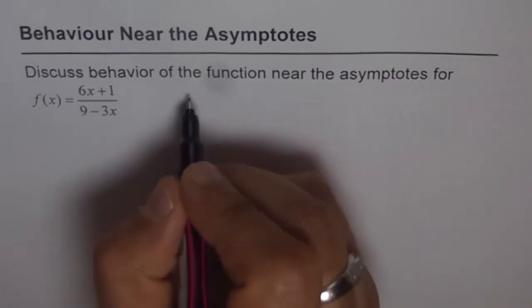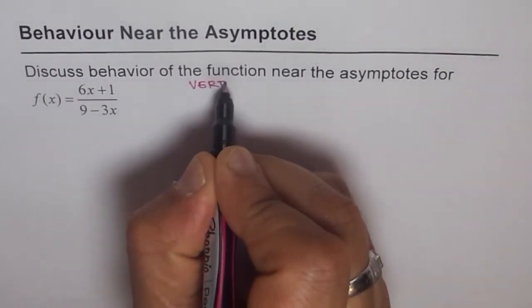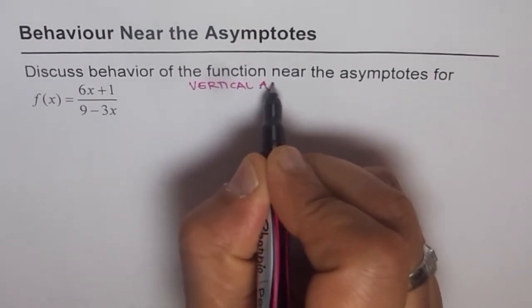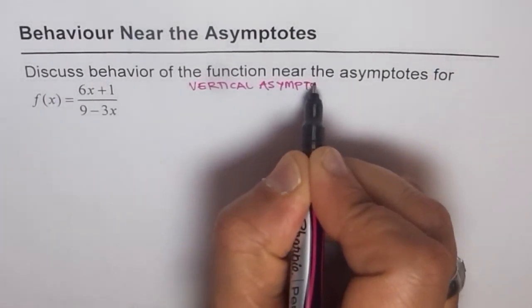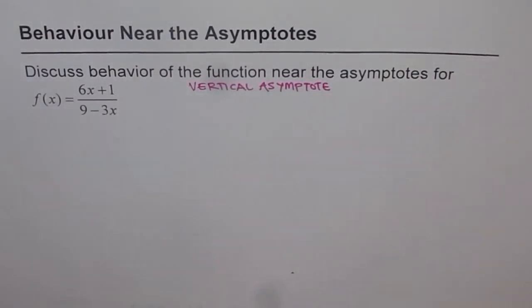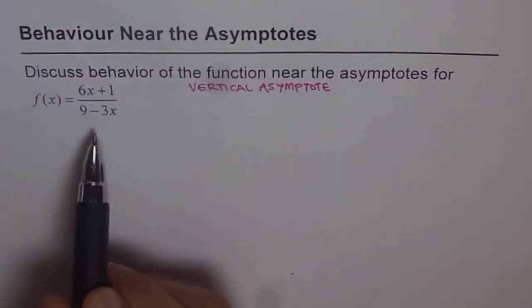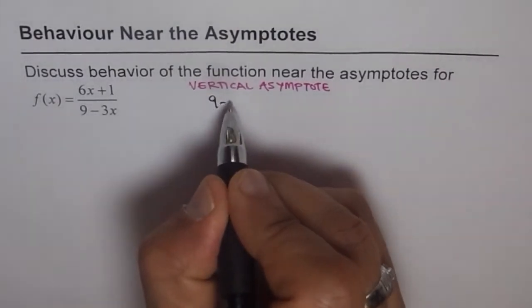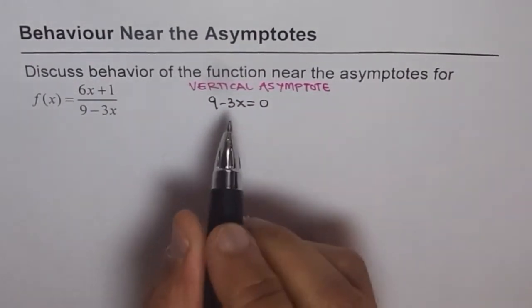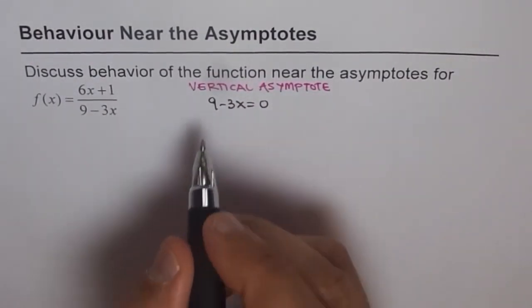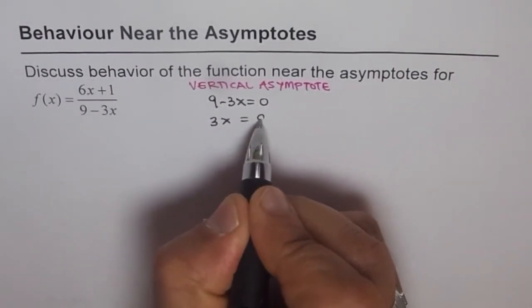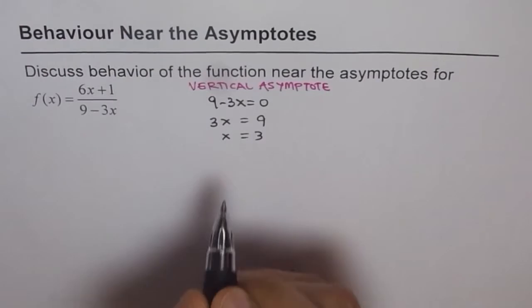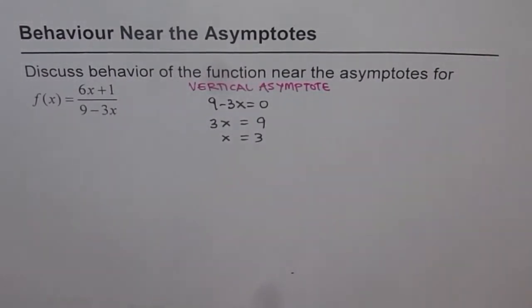Let's first discuss the vertical asymptote, right? So let's write vertical asymptote, and then figure out how the function behaves when it is approaching the vertical asymptote. The vertical asymptote for the function is when the denominator is equal to 0, that is to say when 9 minus 3x equals 0. So 9 minus 3x equals 0 will give us 3x equals 9, or x equals 3. So at x equals 3, we do have a vertical asymptote, right?